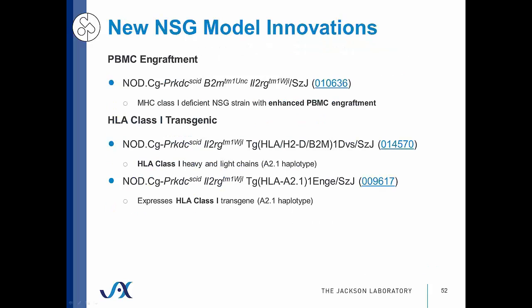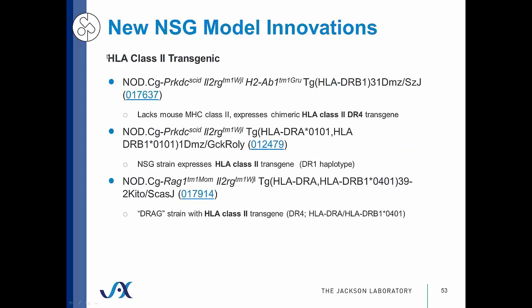Some other strains that are also based off of the NSG mouse are the NSG beta-2 microglobulin mice, which lack MHC class 1 function and allows for better PBMC engraftment. We also do have some HLA class 1 transgenics indicated here, and actually the blue numbers are our stock numbers. Type in these links to go to the strain data sheets for each of these strains. We also have HLA class 2 transgenics. We have the DR4 as well as DR1s and DRAG mice, and all the stock numbers are indicated here.